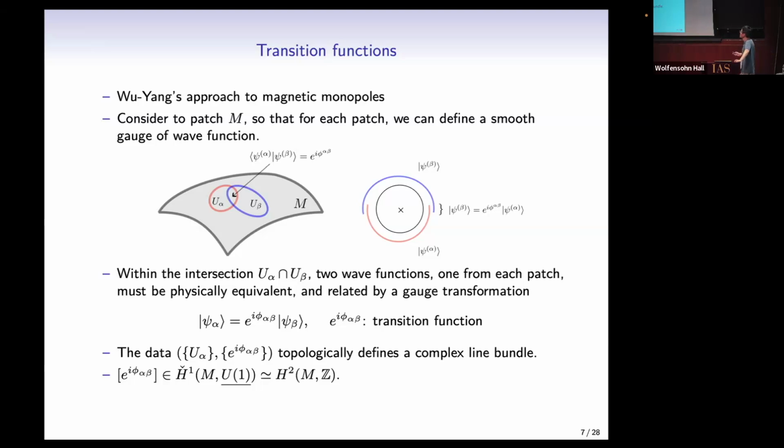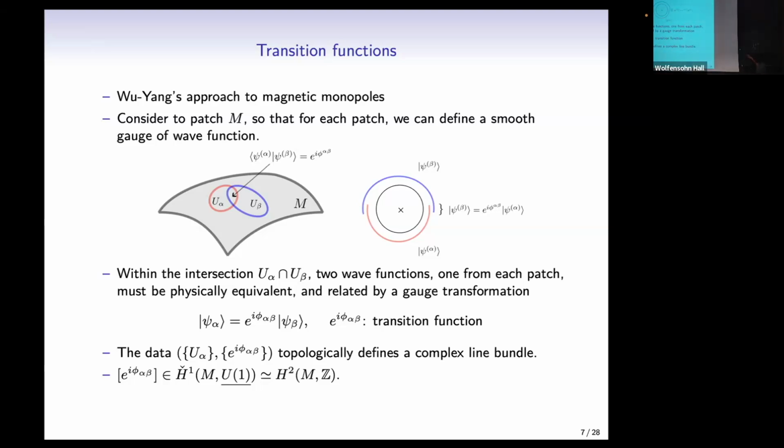And then in Wu and Yang's approach to the magnetic monopole, the non-trivial winding of this transition function is equivalent to the magnetic charge of the monopole. Maybe I can just write it. So we discussed the Chern number, which may look like this. So we integrate over parameter space. This is 2 dimensions.